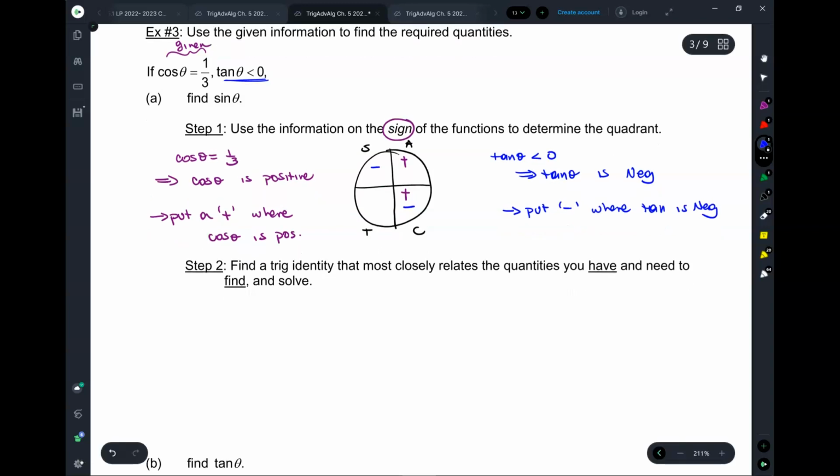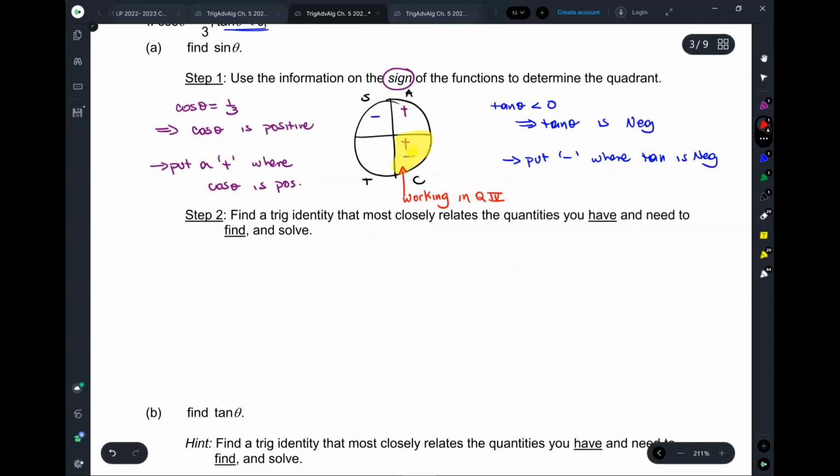So now when you do this correctly, there's always going to be one quadrant where you're going to have two symbols. That's the quadrant that we're working in. So we're working in quadrant 4. That's the first step, fixing the quadrant. Is it always quadrant 4? No, but when you do this correctly, there's always going to be one quadrant where two symbols match up.